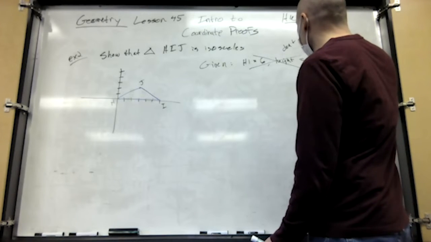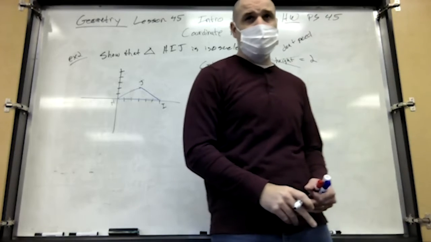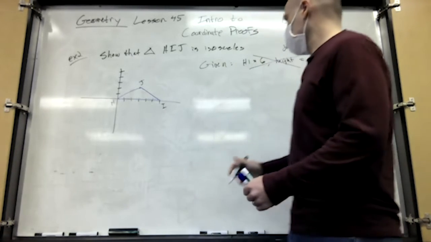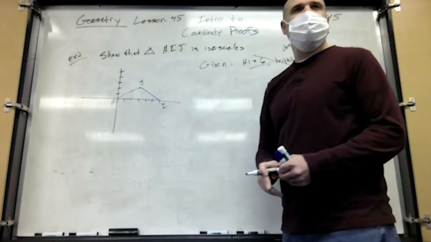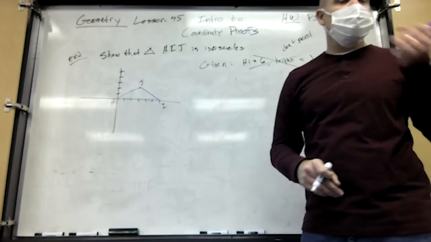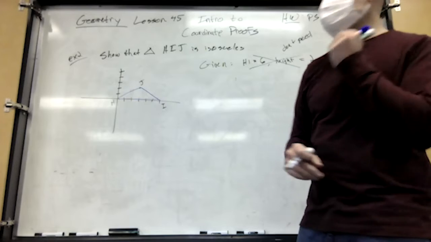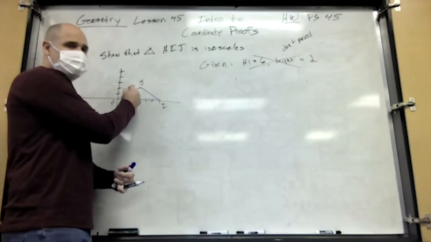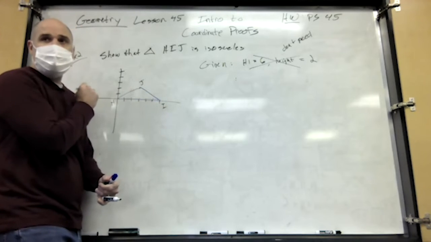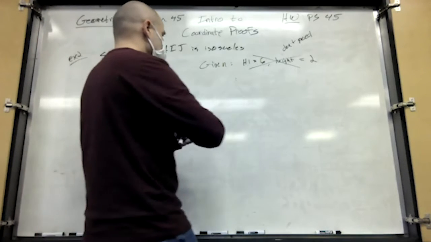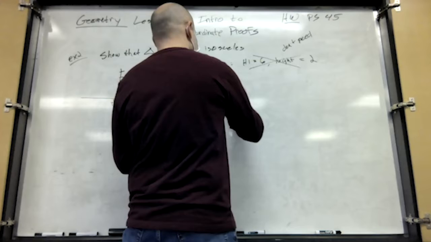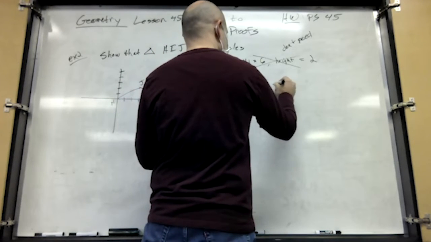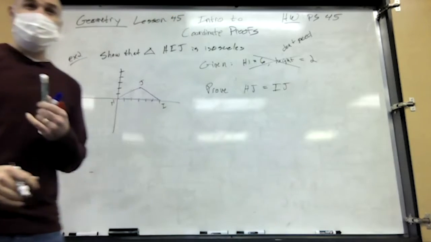What do I have to prove that this is an isosceles triangle? Good question. One side the same, two sides. Yep, so I need to prove that HJ and JI are the same length. Okay, so this is what I'm trying to prove. I'm trying to prove that HJ equals IJ. Right? That's what I'm trying to prove.